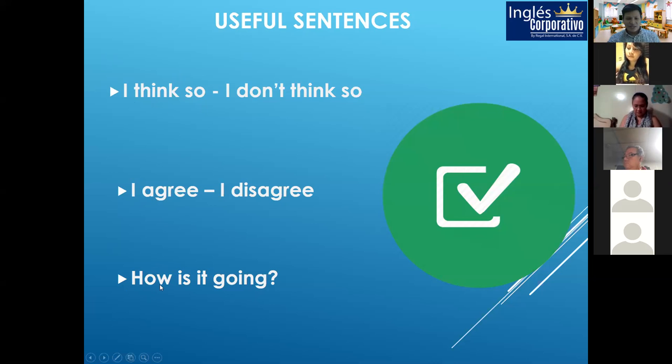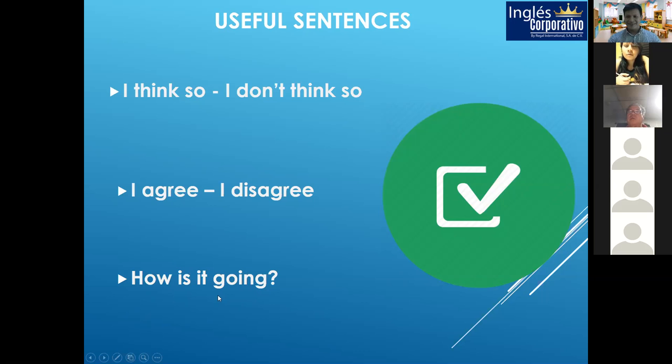And then we're gonna finish with this question. How is it going? How's it going? ¿Cómo lo estás haciendo? ¿Cómo vamos? Okay, more or less. That's good. You have the idea? Okay, how's it going?